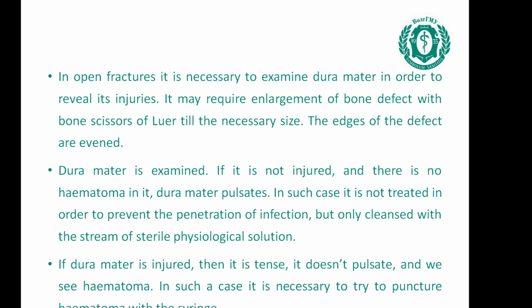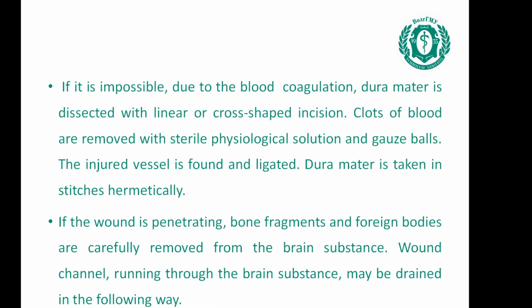If the dura mater is injured, then it is tense, it doesn't pulsate, and we see a hematoma. In such a case, it's necessary to try to make a puncture of the hematoma with a syringe. If it is impossible due to blood coagulation, the dura mater is dissected with a linear or cross-shaped incision. Clots of blood are removed with sterile physiological solution and gauze balls. The injured vessel is found and ligated. The dura mater is stitched hermetically.